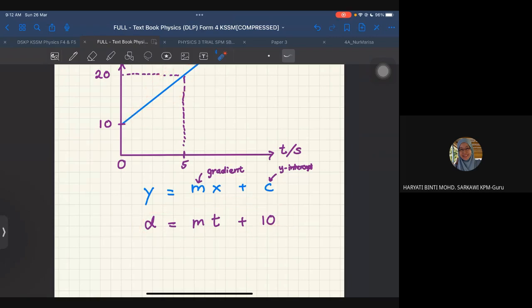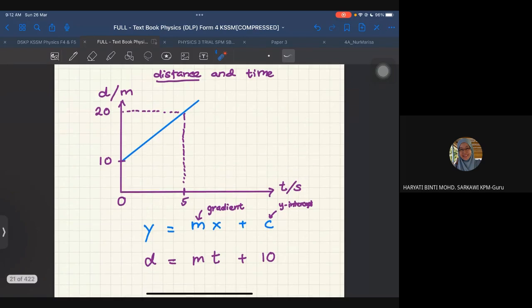Clear or not? Now, how to determine the gradient? So the gradient has a formula. To determine the gradient, we need to draw a triangle on the graph like this.